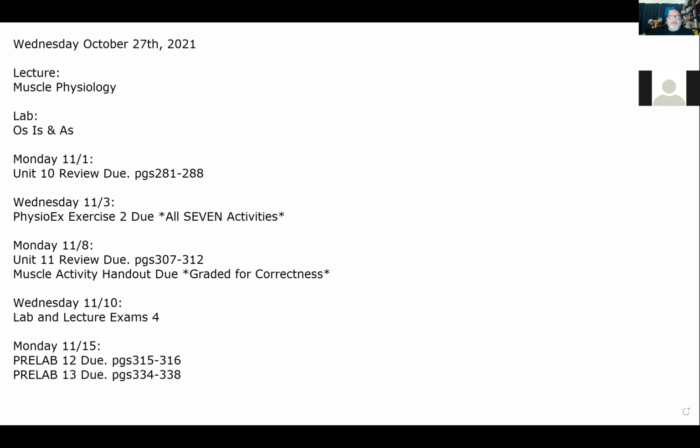So I tried to keep it from being too ambiguous, but it is possible you could have other ones on there as well. And again, remember that one, make sure you're putting some time and thought into it because that one will be graded for correctness.